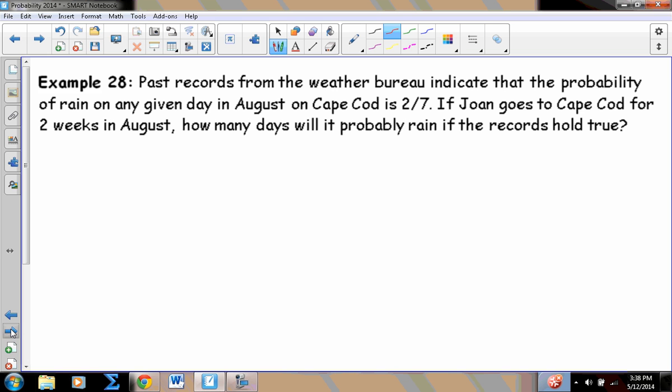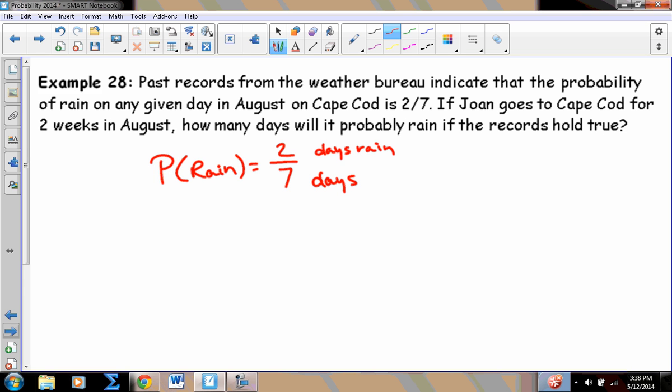Past records from the Weather Bureau indicate that the probability of rain in August, on any given day in August on Cape Cod, is 2 out of 7, 2 sevenths. So the probability of rain is 2 out of 7. So it's likely that for every 7 days in the calendar, we would get 2 days of rain.